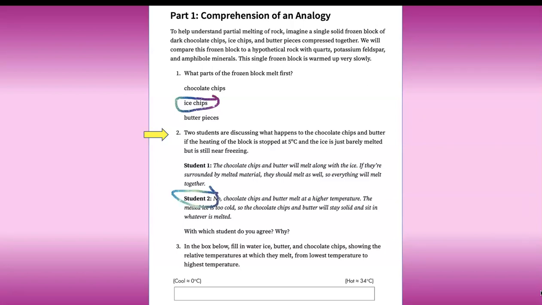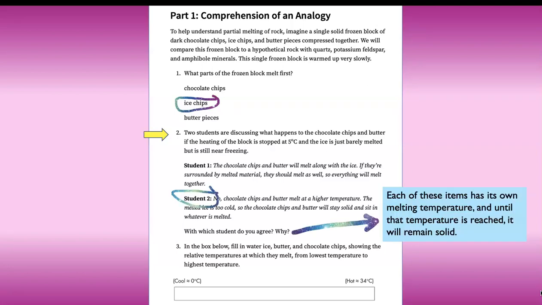Student 2 is correct, and the reason is that each of these three items has its own melting temperature, and until that temperature is reached, it's going to remain solid. In the box below, place the words ice chips, chocolate chips, and butter pieces in the relative order of their temperature. So ice chips are going to be at the coldest end, then butter, because as you know, butter does get very soft at room temperature, and if you have it in the sun, it would probably melt. And then chocolate chips need an even higher temperature to melt.